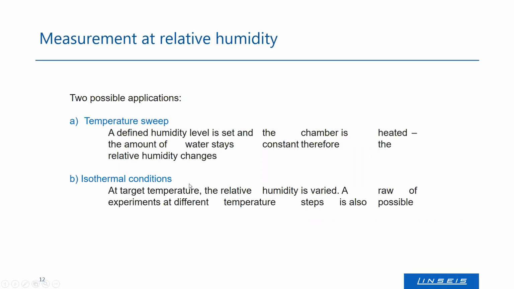Or you can also do an isothermal experiment. You go to a certain temperature, you keep the temperature all the time, and then you increase or vary the humidity. A mixed experiment is, of course, also possible. So you go to one temperature step, vary the humidity, go to the next temperature step, vary the humidity, and so on.